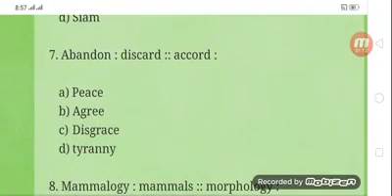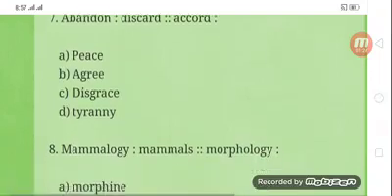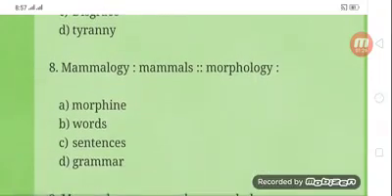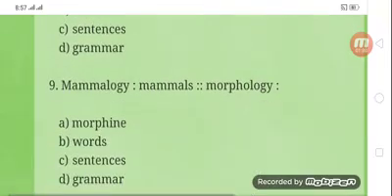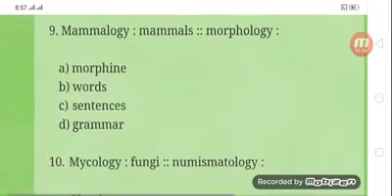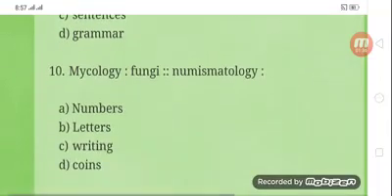Next, number 7, abandon, discard, and accord is agree. Okay? Mammalogy studies mammals, and morphology studies the forms of words. Letter B. Number 9, mammalogy, that studies mammals. Again, morphology, same, I'm sorry, words.